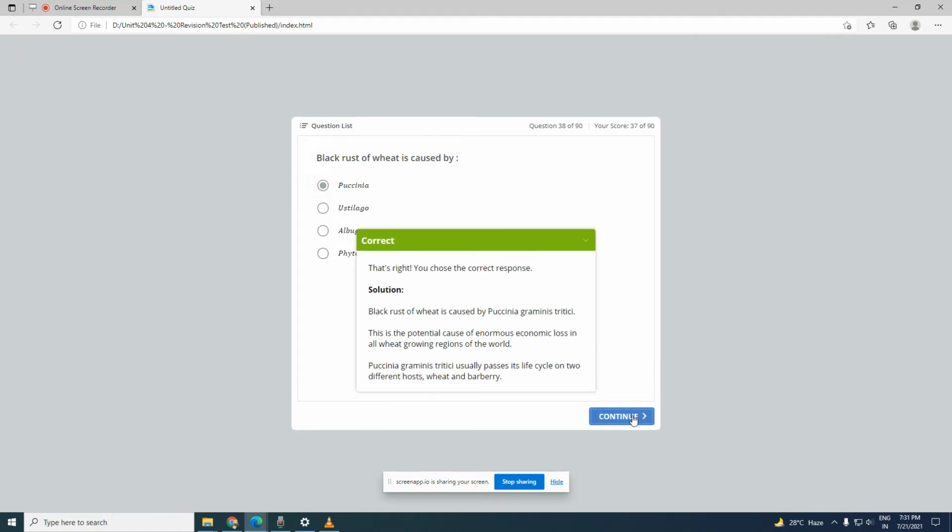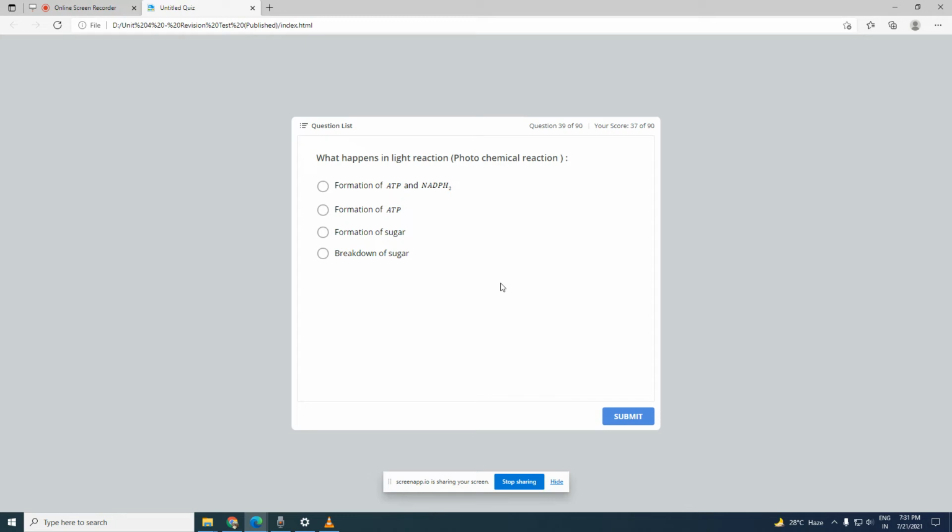The question number 39. What happens in the light reaction? That is photochemical reaction. Formation of ATP and NADPH2. Formation of ATP. Formation of sugar. Breakdown of the sugar. Which is the right answer?